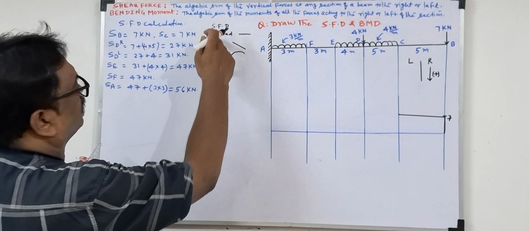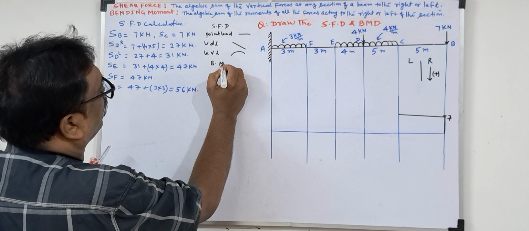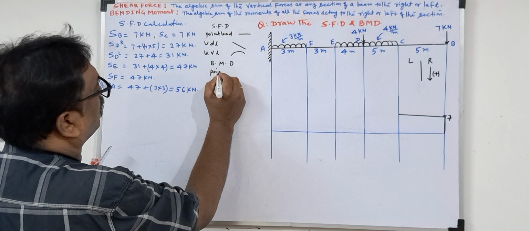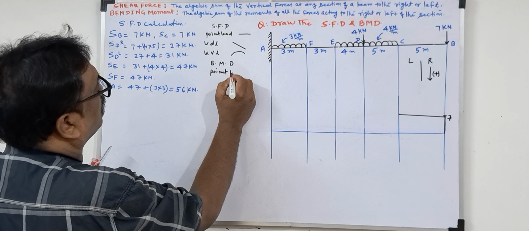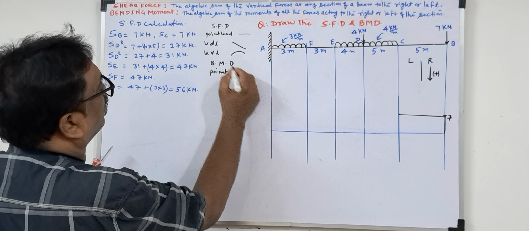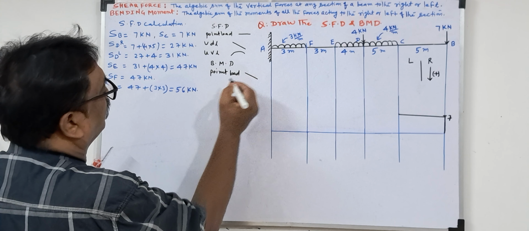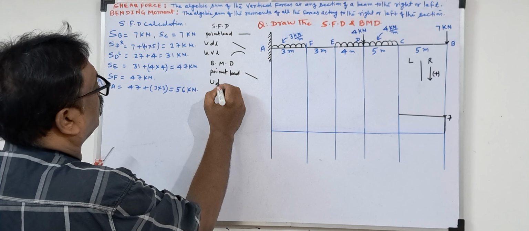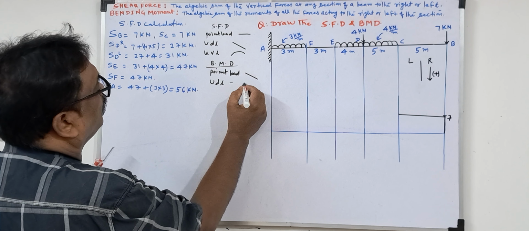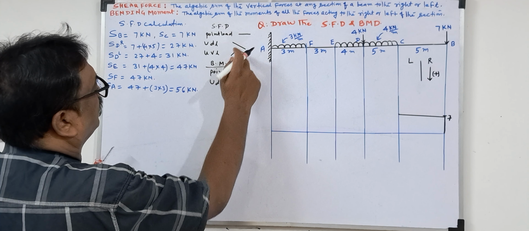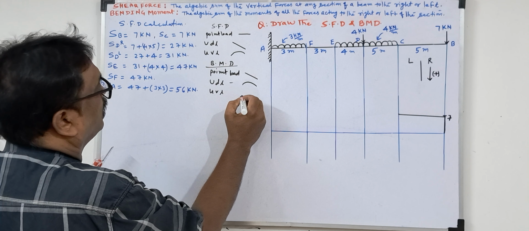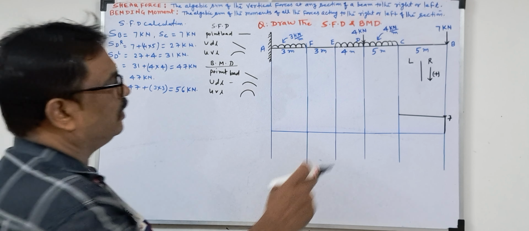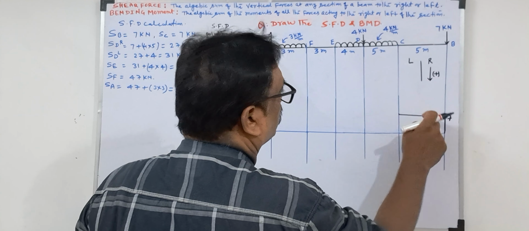The same applies to the bending moment. In the bending moment diagram, a point load gives an inclined line. A UDL gives a second degree parabola. A UVL gives a third degree parabola. This you have to also remember. So now here, for no load, a horizontal line.